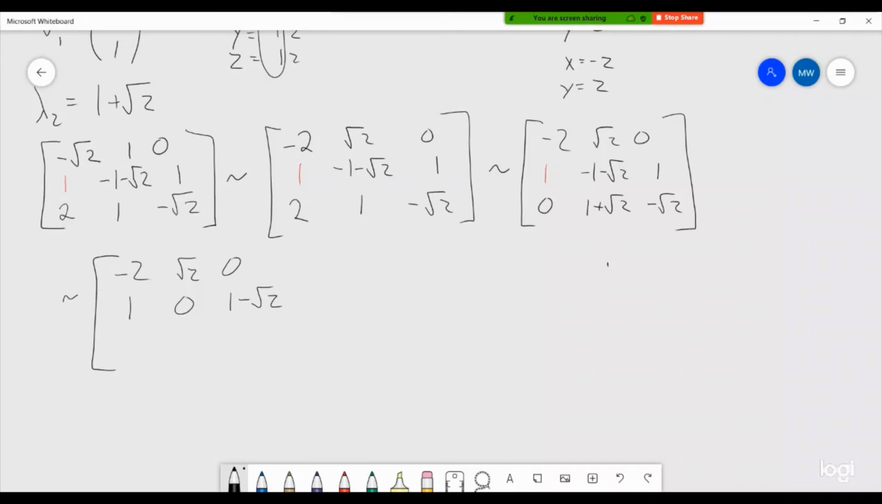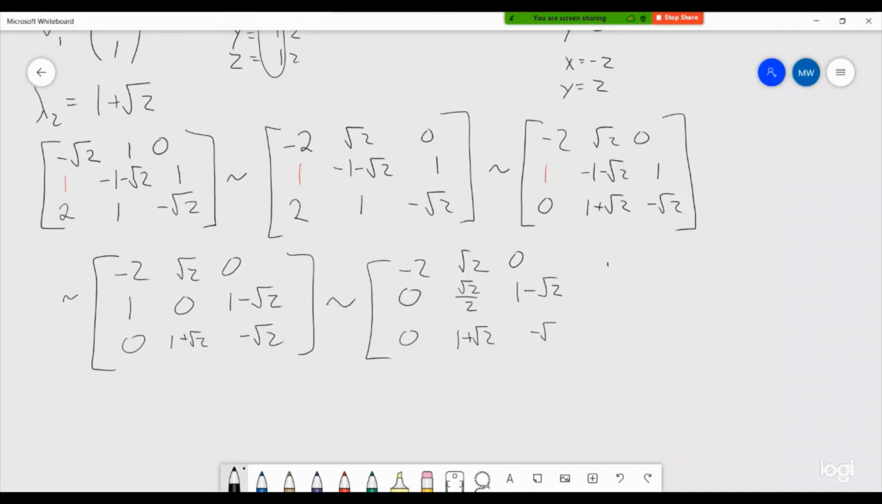and then 0, 1 plus root 2, negative root 2. So to get rid of the 1 in the second row, let's add half of the first row. So negative 2, root 2, 0, 0, root 2 over 2, 1 minus root 2, 0, 1 plus root 2, negative root 2.